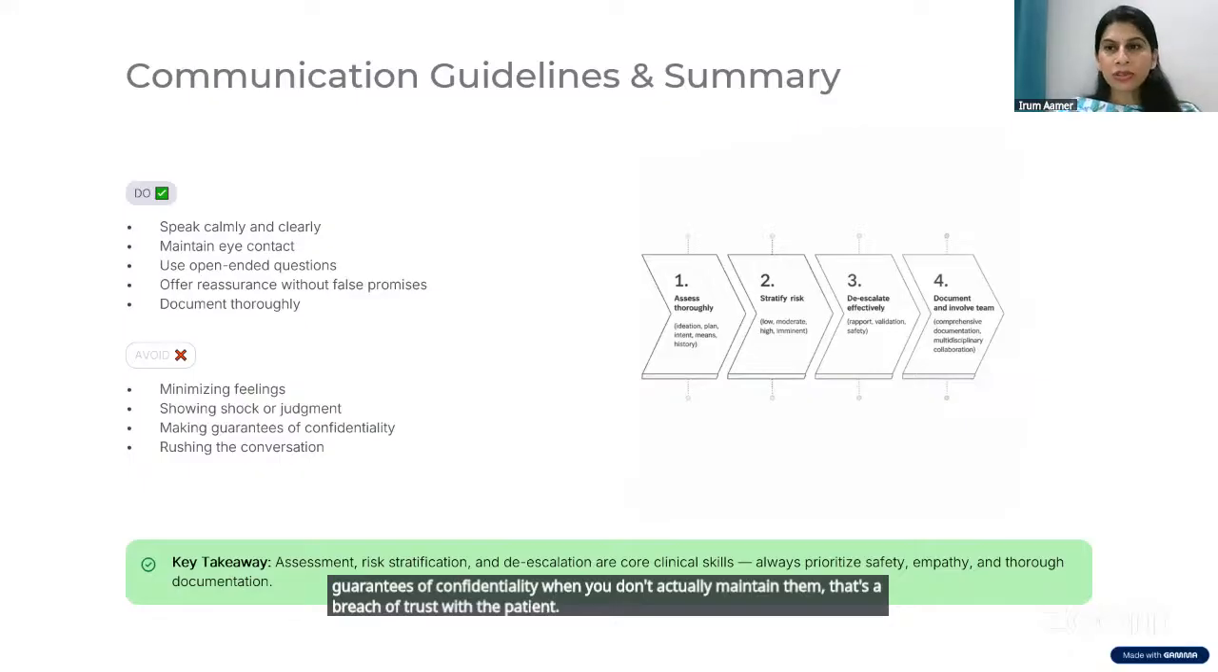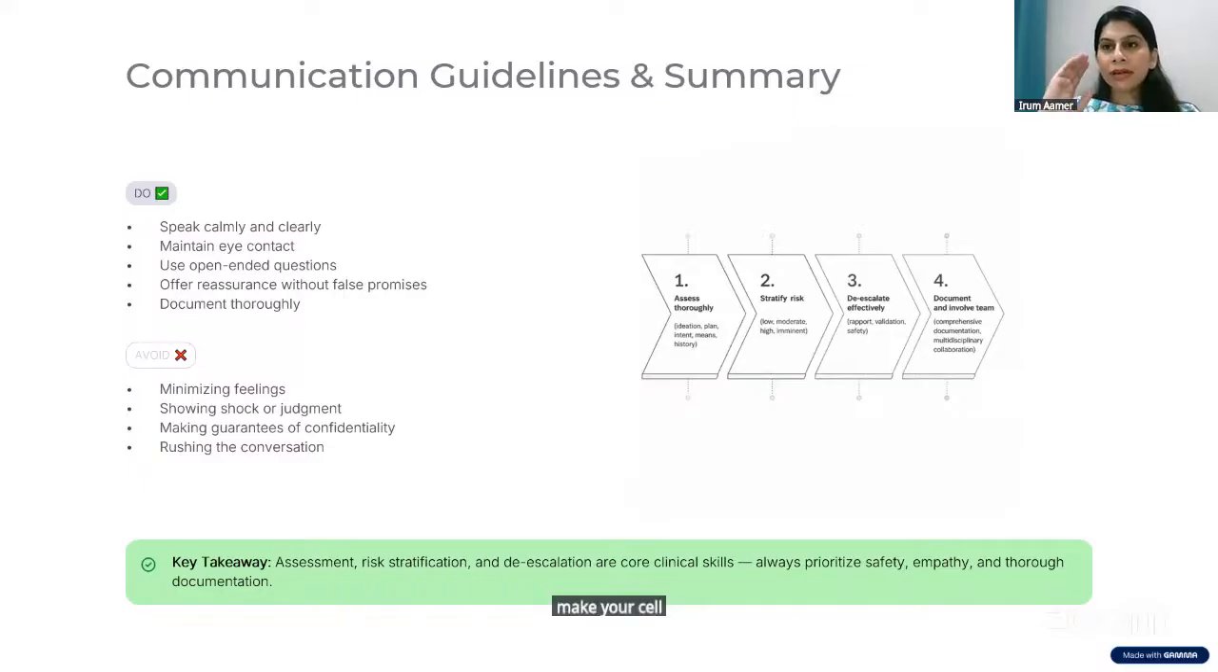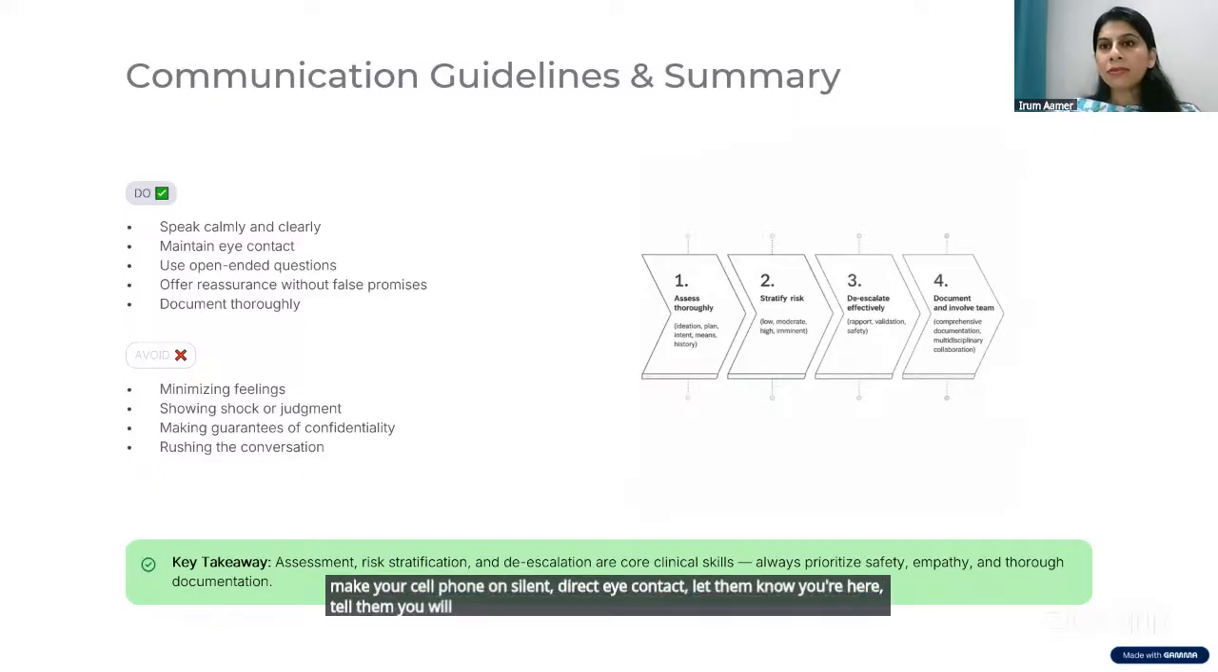Don't rush the conversation. Make sure that you sit with the patient and have a few minutes for them. Put your cell phone on silent, make direct eye contact, and let them know you're here. Tell them you will be talking to them for the next 15 minutes, and then after that you have to go, and then you can be available for them after a day or so. Making sure that the patient knows the entire plan is very important.